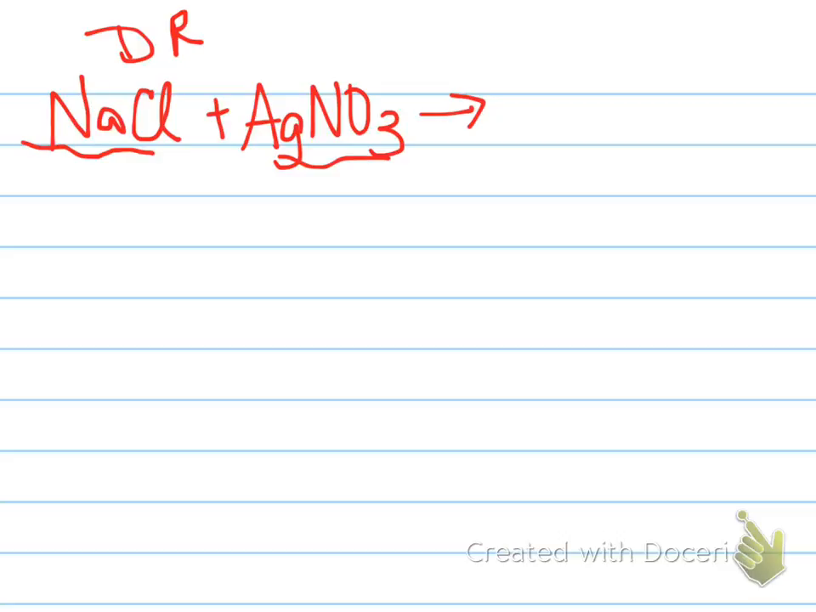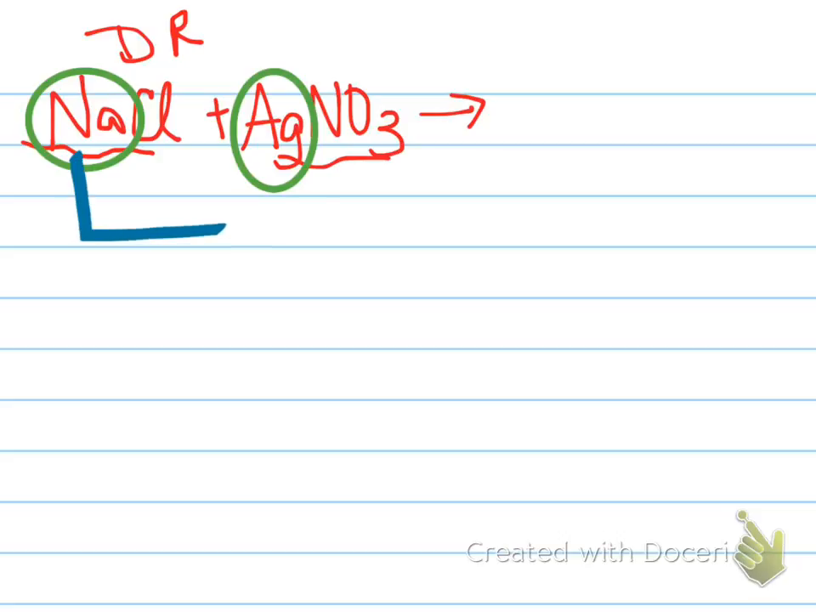What happens in a double replacement? Well, I'm going to take my two cations and I'm going to switch places with them. That means the sodium is going to go with the chloride. The silver is going to go with the chloride, and the sodium is going to go with the nitrate. So I'm going to take this and I'm going to bring it over here. And I'm going to take this. Let me switch colors. And I'm going to take this and I'll put it here with the chloride.